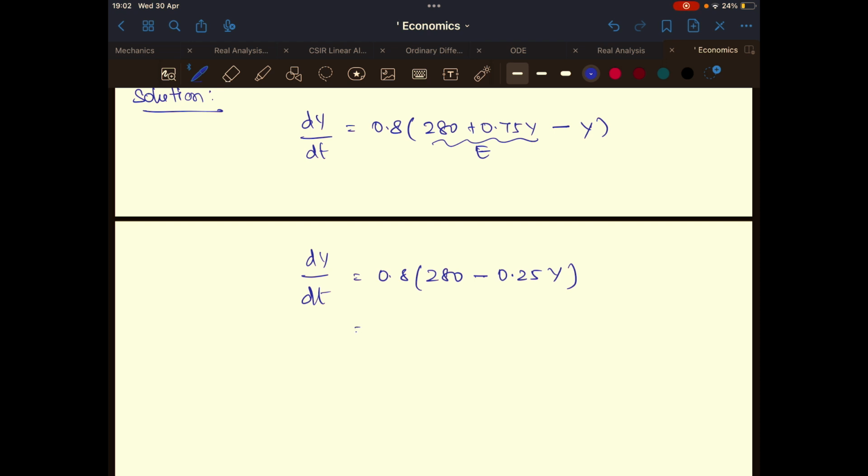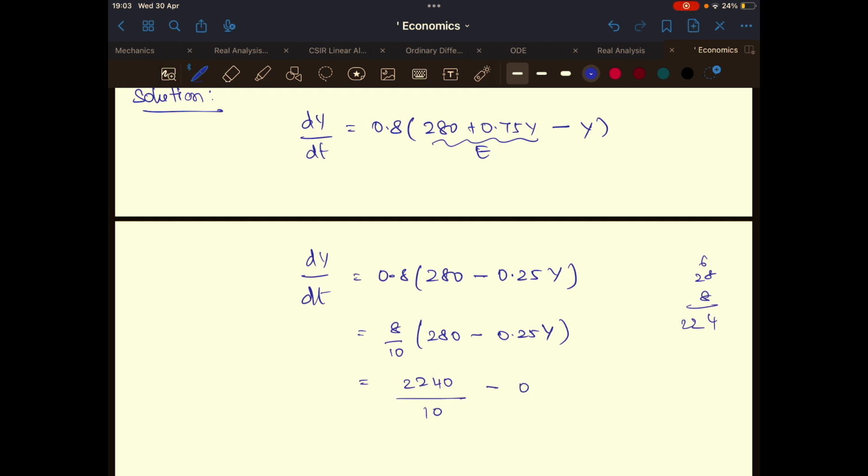Now again multiply this by 0.8. Multiply everything by 0.8, 280 into 0.8, or you can multiply by 8 by 10. Whichever feels easy, you can do it. Just multiply by 8 by 10, because 8 by 10 is 0.8. Whichever you're comfortable with. Okay, 8 into 280. I think the 0 gets cancelled, so 28 into 8, 8 8s are 64, 8 2s are 16, 22, 224. Okay, 224 you will get like this.